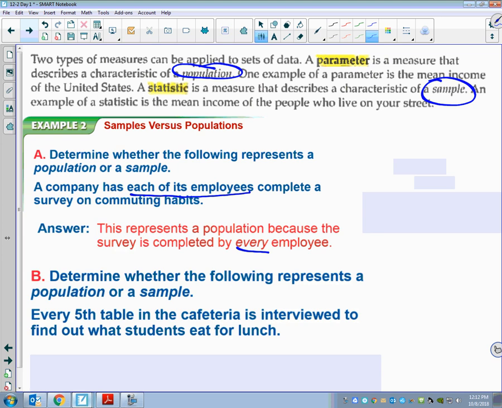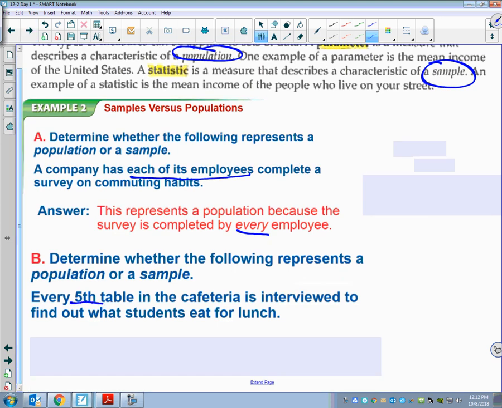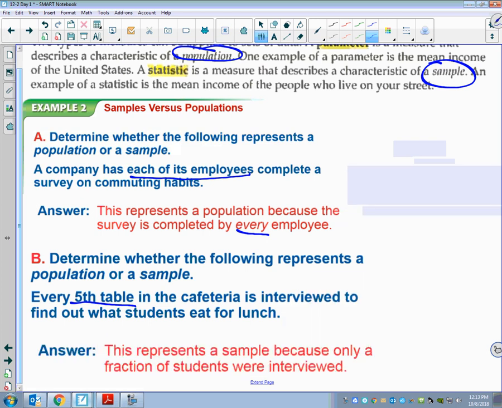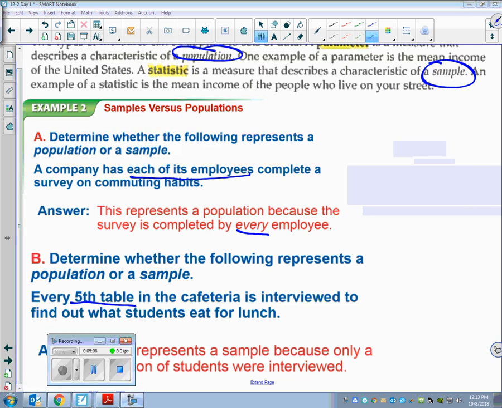So what about this one? It says every 5th table in the cafeteria is interviewed to find out what students eat for lunch. Well, only every 5th table is done. So is that the entire population? No. Hopefully you said that was a sample because only a fraction of the students were interviewed.